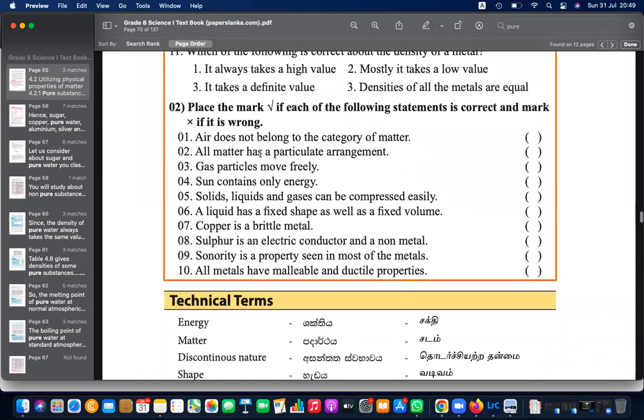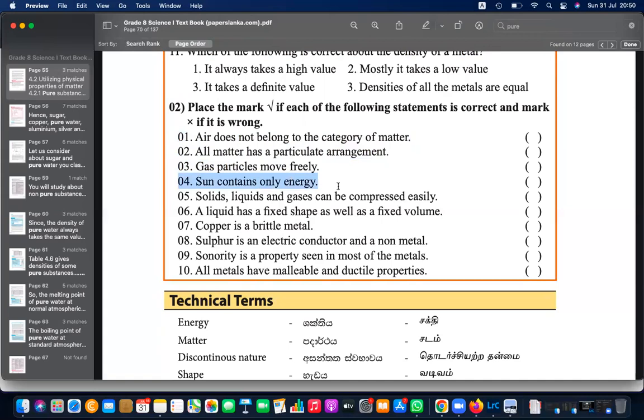Place a mark right for each of the following statements that is correct. If wrong, you have to mark it as wrong. Air does not belong to the category of matter. Wrong. All matter has particulate arrangement. Correct. It's particles. Gas particles move freely. Correct.